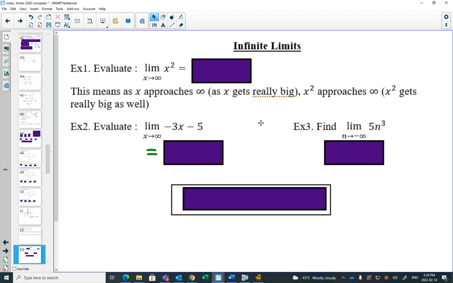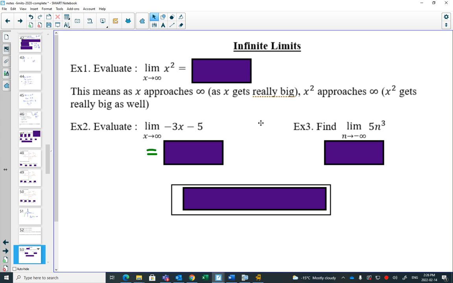And we are looking at infinite limits. So what happens when x goes to infinity? And this can be a very important concept. We're wondering what happens as the x values get really, really big.